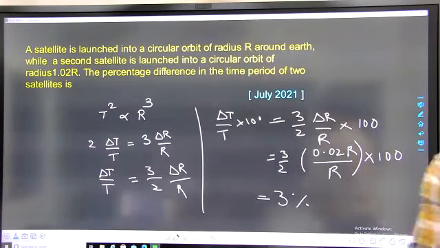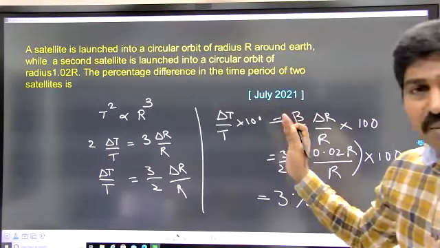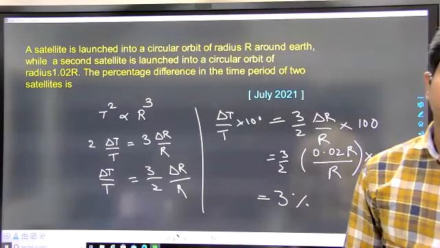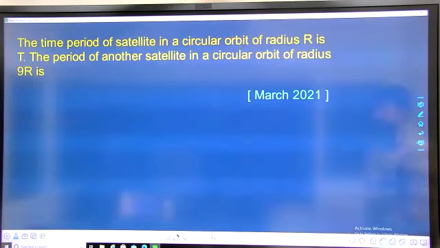See how simple the questions are, even in the JEE Mains examination. Just on the basic formula only the questions are given. Okay, see the next one.